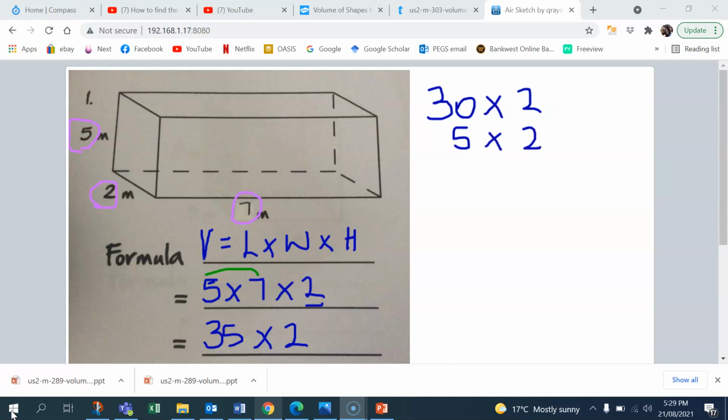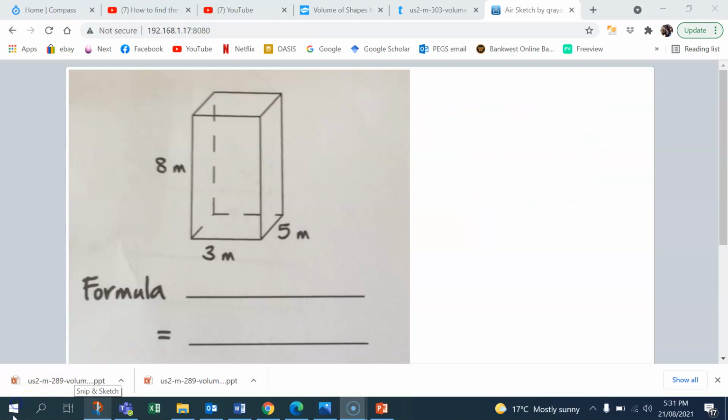I'm going to use the split strategy. 30 times 2 I know is 60. 5 times 2 I know is 10. So the volume of our rectangular prism here is 70 meters cubed. Okay, I just checked my last equation with my calculator and I was correct. So let's have a look at another problem before you go off to work independently.